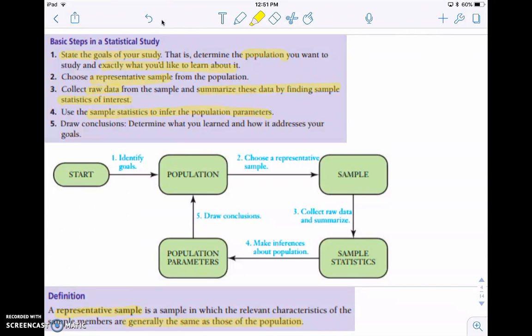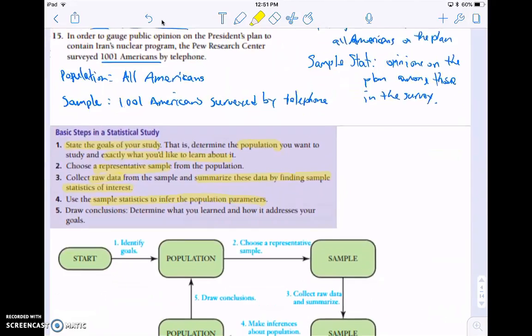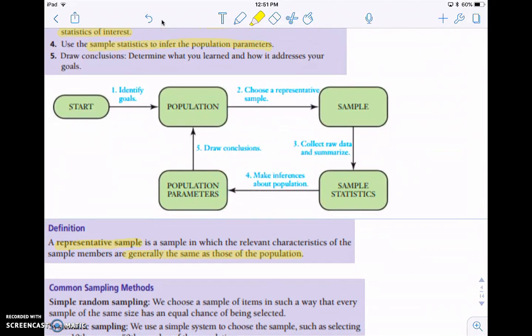Okay, so if you poll people in that prior example that we had, and we were talking about those people's opinions on the president's plan for the Iran nuclear program, you're going to take the sample opinions that you got, those sample statistics, and then try and infer based off of those opinions what do we feel like the population is feeling. And then lastly, we draw conclusions, determine what you learn and how it addresses your goals. So it kind of brings us back full circle.